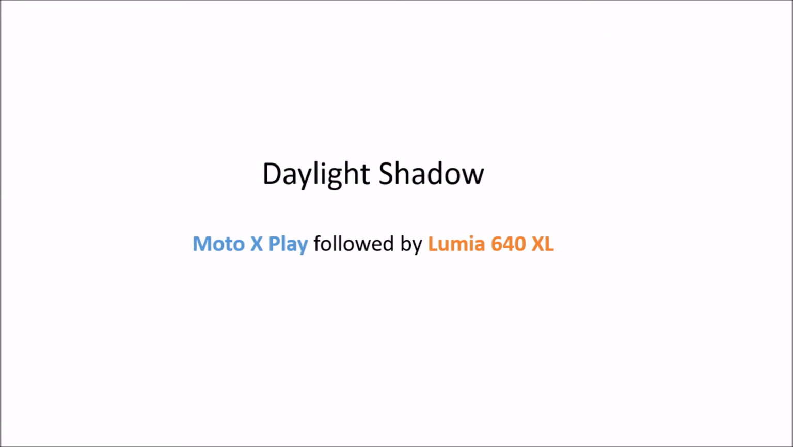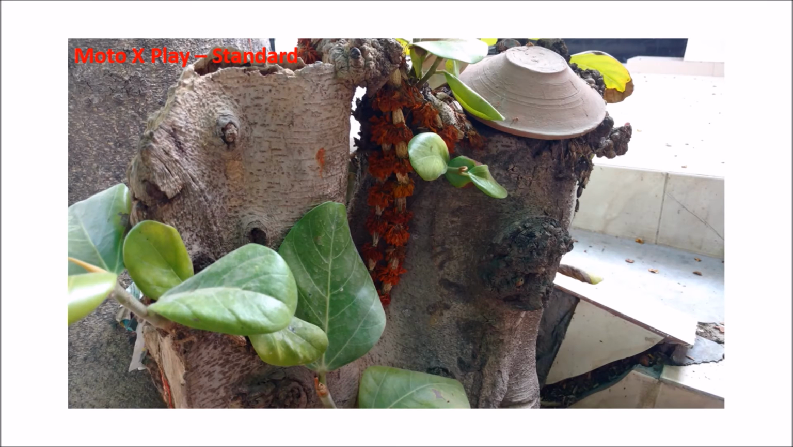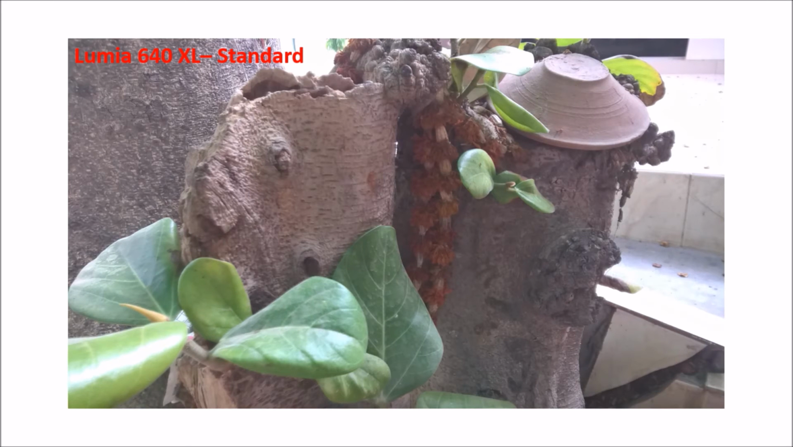now the daylight shadow shot, that means a shot around the same 1 p.m. to 2 p.m. outside, but somewhere near the shadows where there's no direct sunlight. The first one is the Moto X Play. You can see this here. At first glimpse, the Moto X Play shot looks really great due to the megapixels and the higher hardware quality also. Now followed by the 640 XL. So it is a little down, but the colors are natural, I can say.